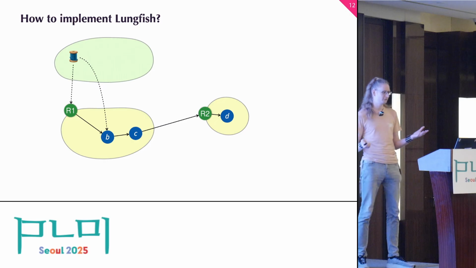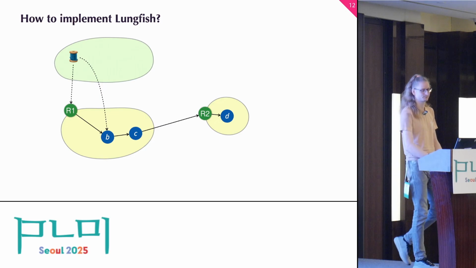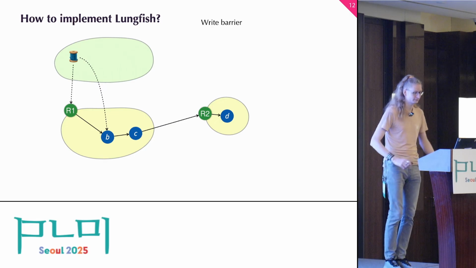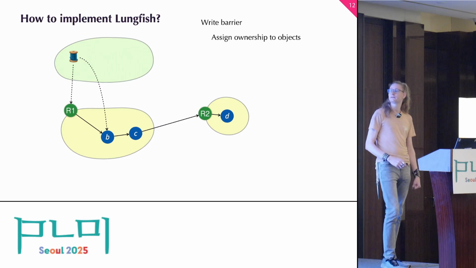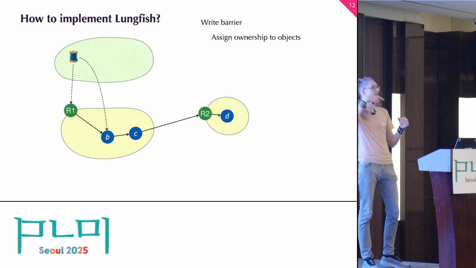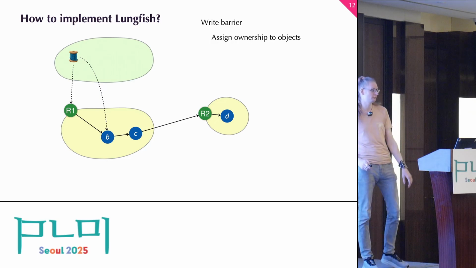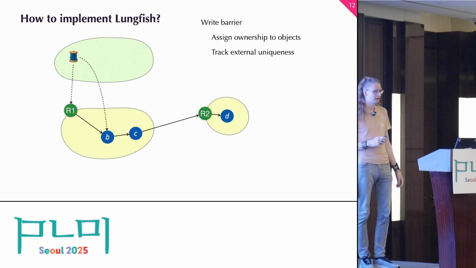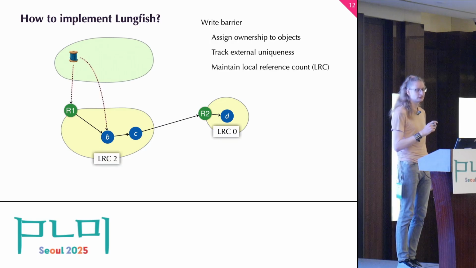Now, after the restrictions, I want to talk a little bit about how Langfish can be implemented. To implement it, we envision using a write barrier. And this write barrier does a few things. One of the things is that it assigns ownership on objects. This is one of the first things I've shown you, where the assignment of a field actually transferred the ownership into the region. Then it tracks external uniqueness, and to implement this efficiently, it maintains the local reference count.